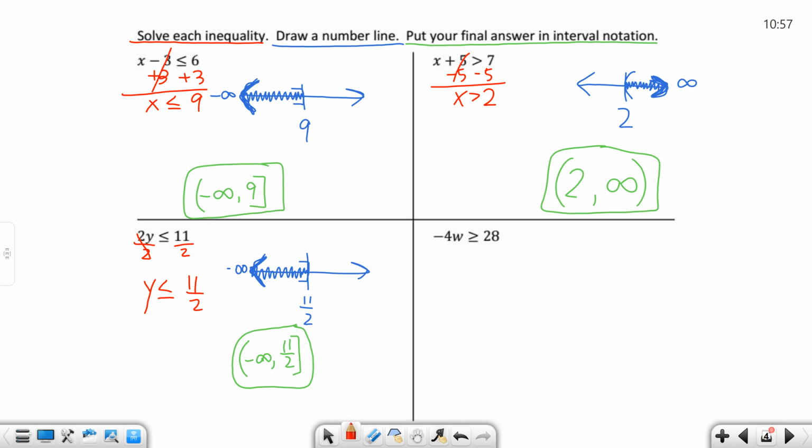Negative 4w greater than or equal to 28. So how do I do this? I'm going to divide both sides by negative 4. So then that divides out. W, that divides out, by the way, just like the 2 does. It doesn't cancel. It divides out. W is less than or equal to. Why did I change the direction here? Because I divided both sides by a negative number. This is why I did that. So then 28 divided by negative 4 is negative 7. So W is now less than or equal to negative 7.